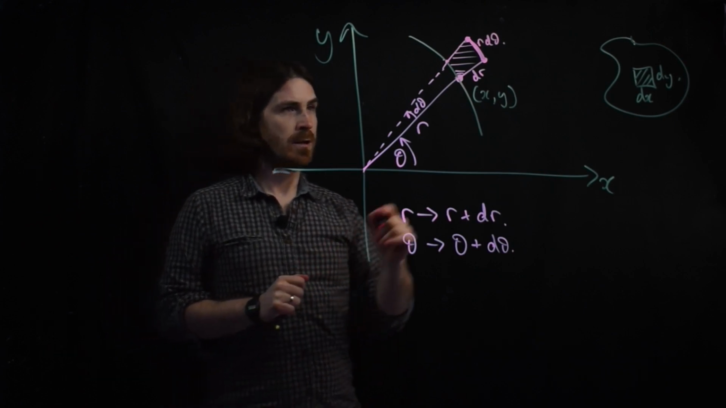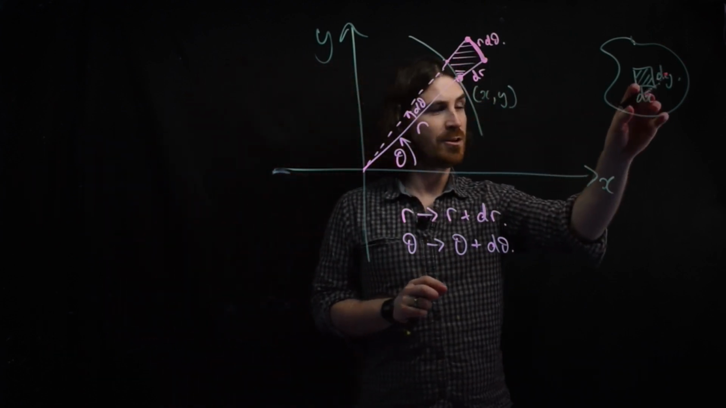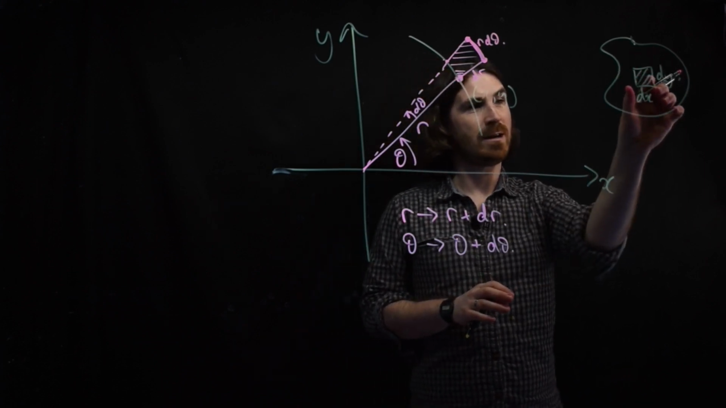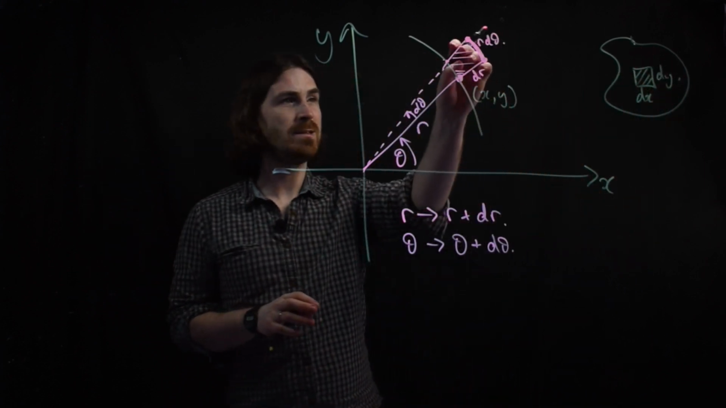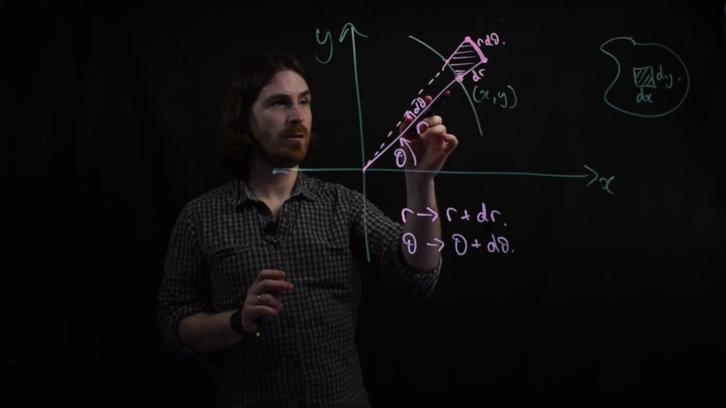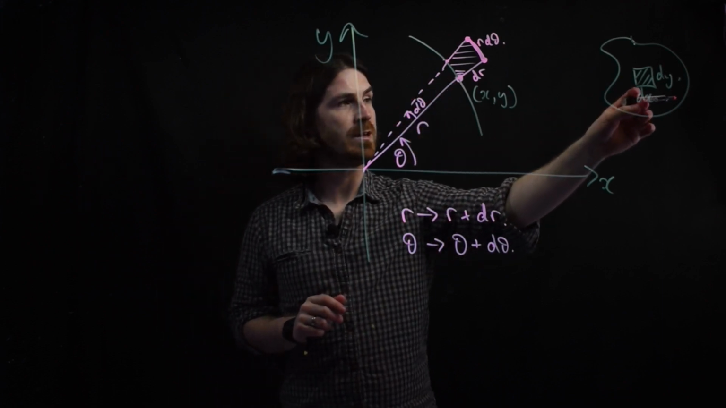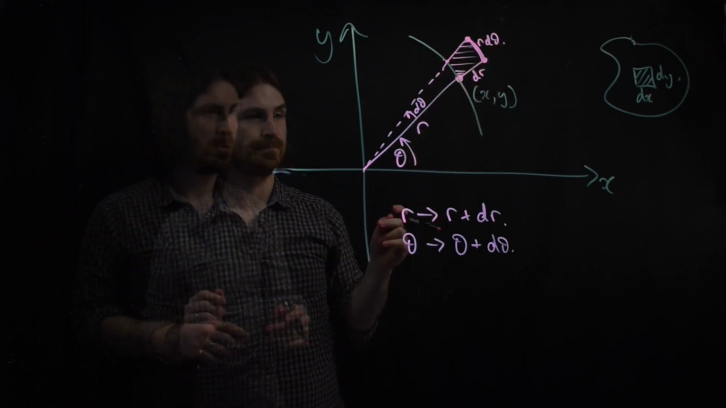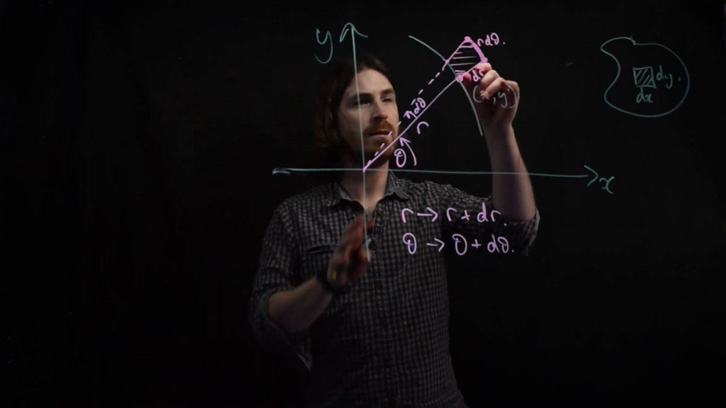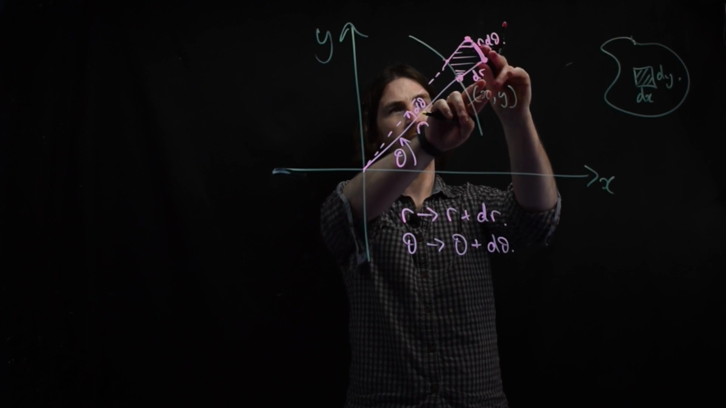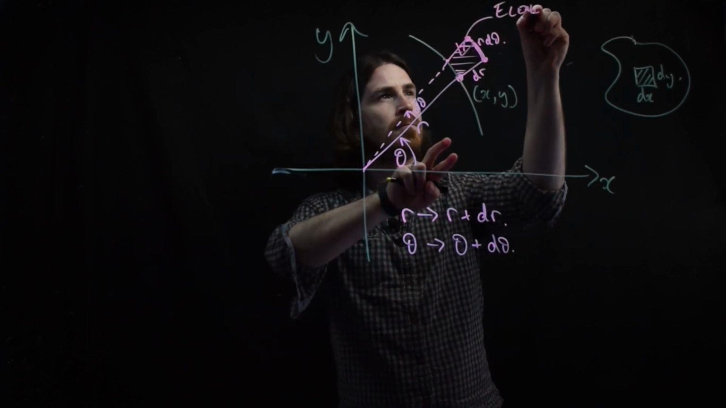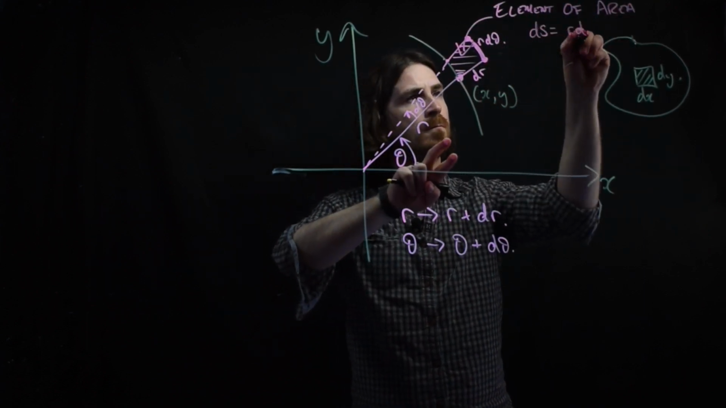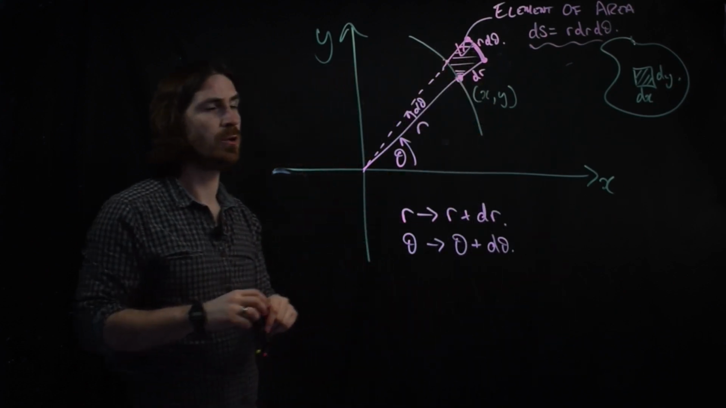Just like you can add up all these little rectangles, you can add up all these little areas. But instead of the integral over dx and dy, you now integrate over r and theta. So our element of area is r dr d theta. And these are polar coordinates.